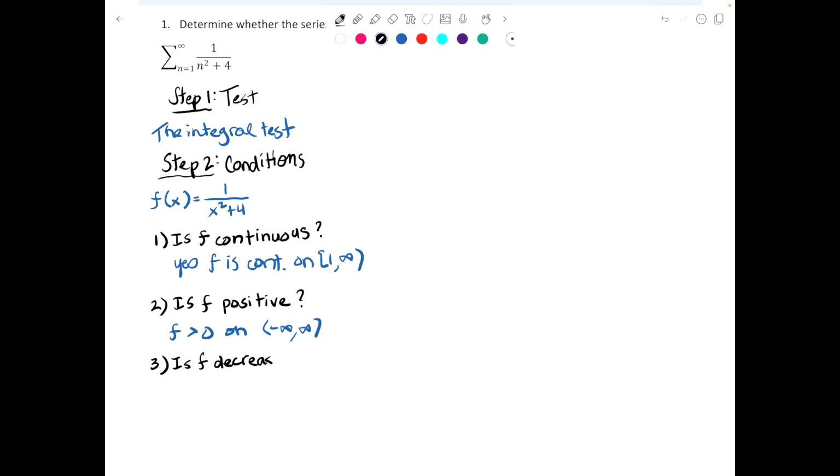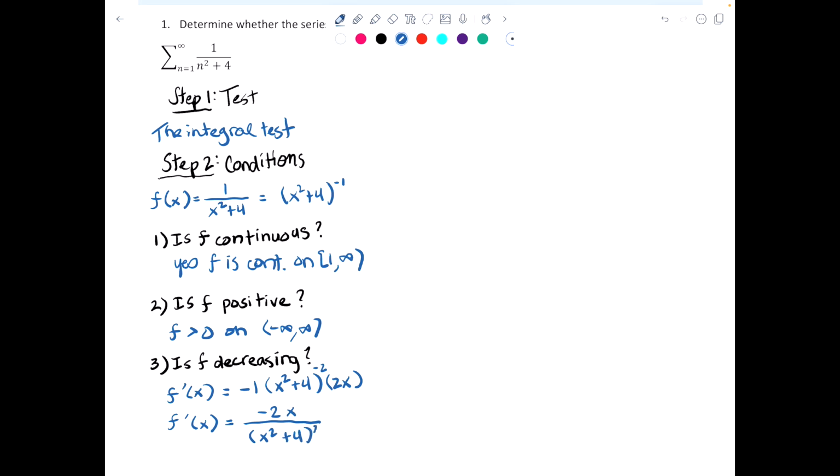decreasing? Let's go ahead and do a little calculus on this by finding the derivative and seeing if the derivative is negative on 1 to infinity. So f prime of x would equal, I'm going to look at f as x squared plus 4 to the negative 1. So we'll get negative 1 times x squared plus 4 times 2x, and then my power will now be negative 2 on that x squared plus 4. So we use the power rule and the chain rule. Cool? And so cleaning that up, we will have f prime of x will be negative 2x over x squared plus 4, the quantity squared.